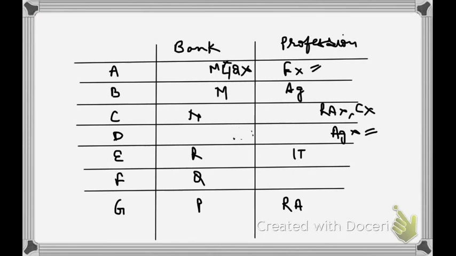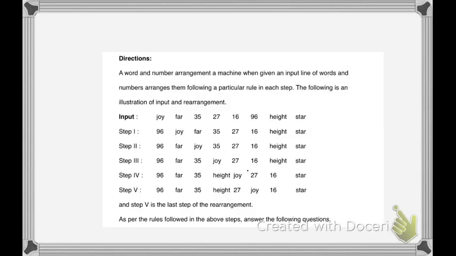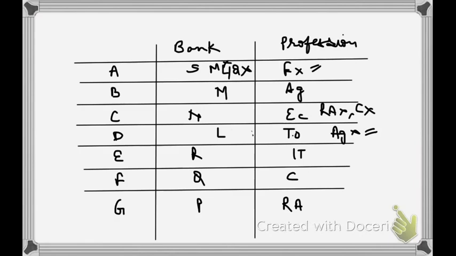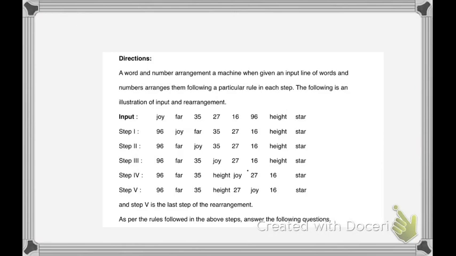Making use of this information, we complete the data: D works for bank L and is a technical officer, C is an economist, F is a clerk, and A works for bank S. So this is your entire table, and you can answer the questions for this block accordingly. Now we move on to the next part, the input output section.